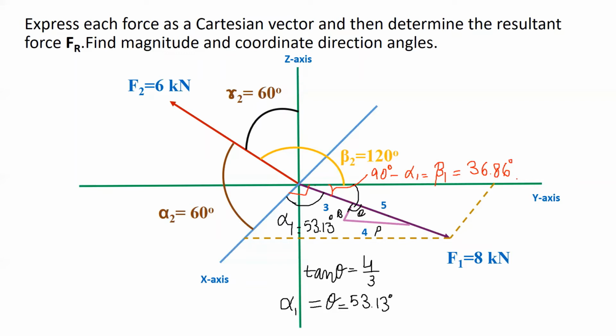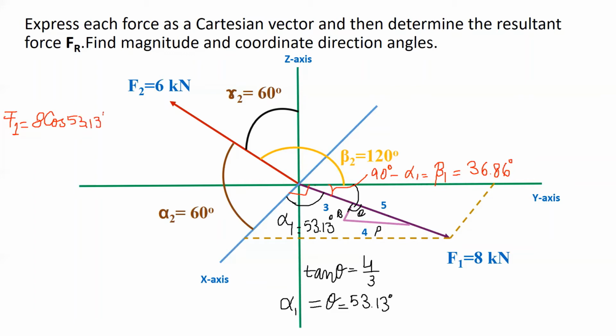So what are you going to do in the next step? You have to convert the forces into Cartesian vector form. So, for example, the solution starts from here. F1 equals how much? The magnitude of F1 is given to you, that is 8 kilonewton. So 8 cos alpha, meaning cos alpha 1, which is 53.13 degrees.